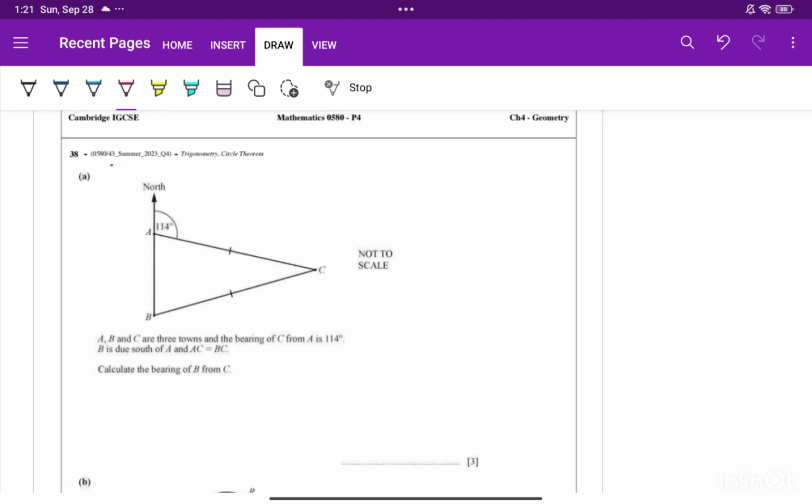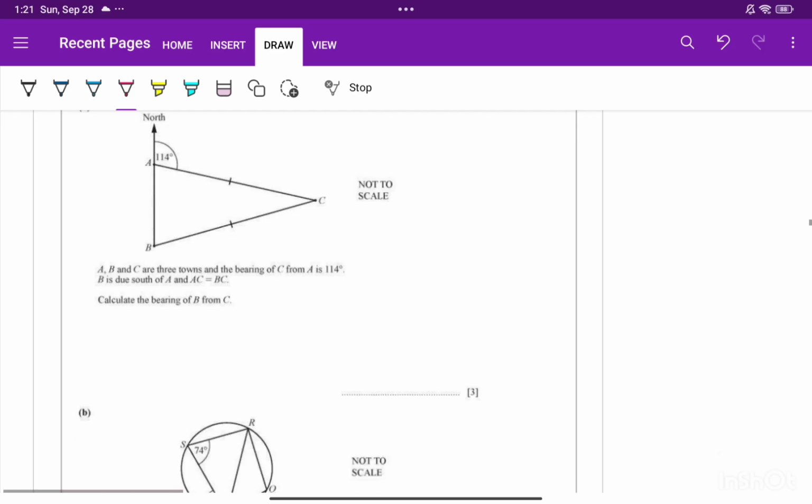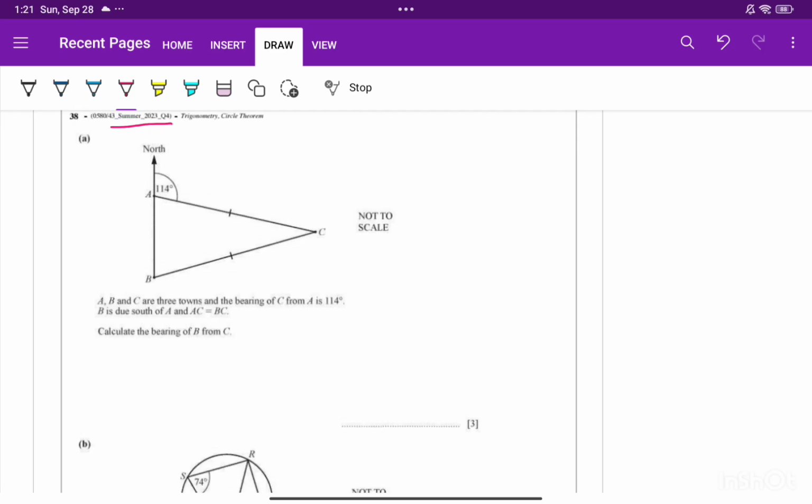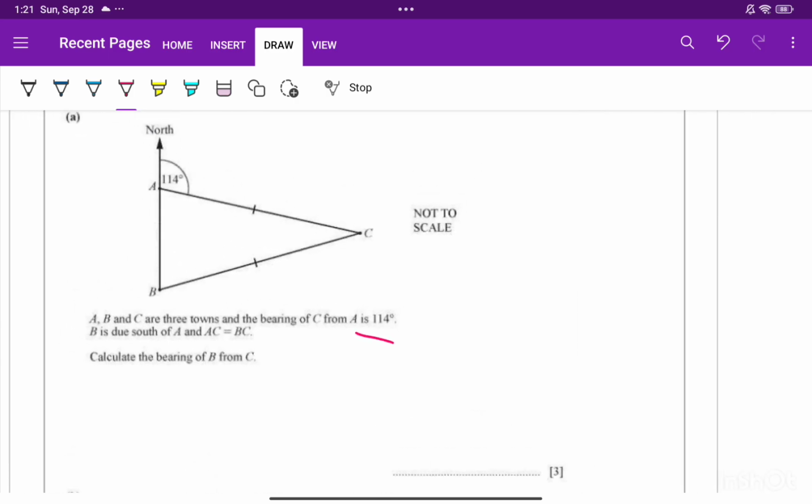Question number 38 has been taken from May June 2023. Question 4 part A. A, B, C are 3 towns, and the bearing of C from A is 114. B is due south of A and AC is equal to BC. Calculate the bearing of B from C. So at C we would draw north. So we need to calculate the bearing from C to B.